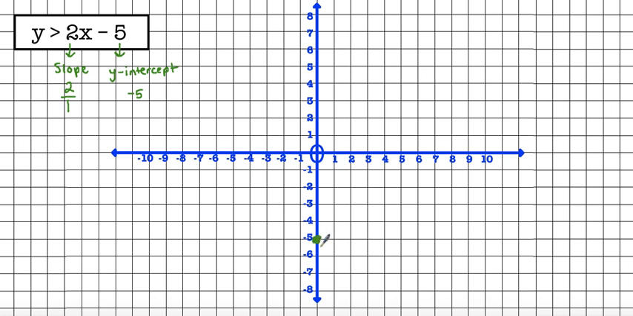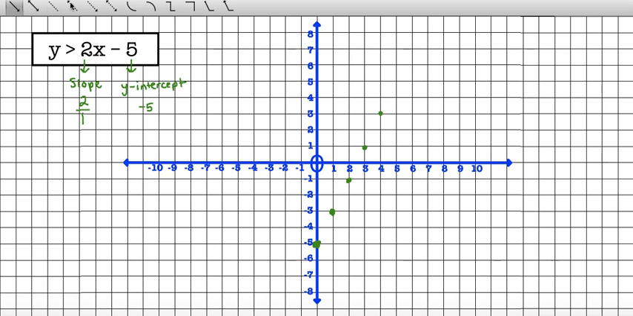So we're going to start at our y-intercept, negative 5. Because our slope is positive, from negative 5, we're going to go up 2 to the right 1, because both our 2 and our 1 are positive. Okay, so here I have a few points, and I'm going to draw a line through these. Remember that our line has to be a dashed line whenever we have greater than or less than. So here we have our dashed line.